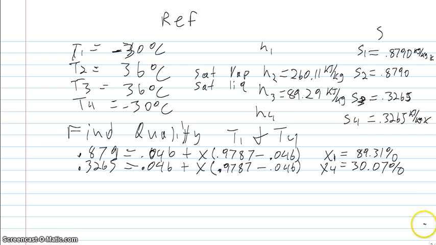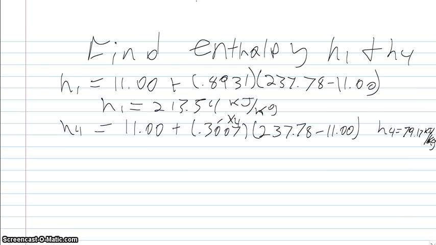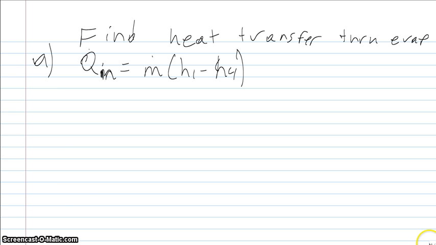Now, if we go back, actually in the problem, we're given m dot. M dot equals 10 kilograms per minute, which equals 0.1667 kilograms per second, right? If you divide it by 60.